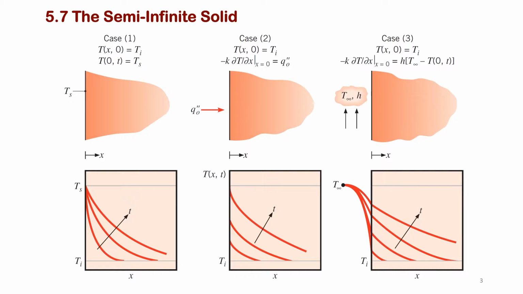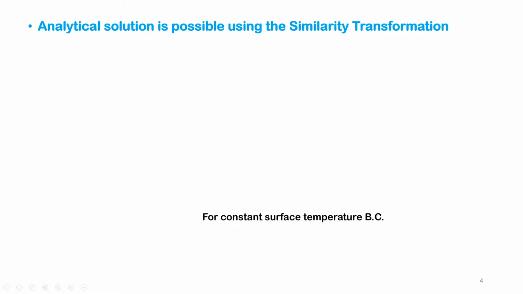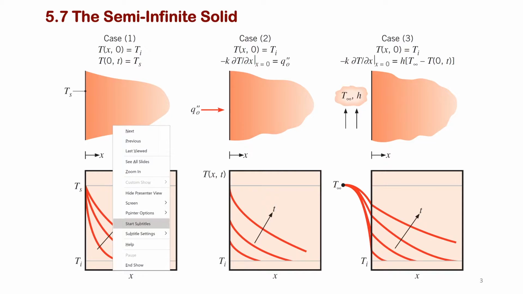So now let's go back to the three cases that I showed you before I go through the derivation. Let's take a look at these cases again. In case one, we have a semi-infinite object.